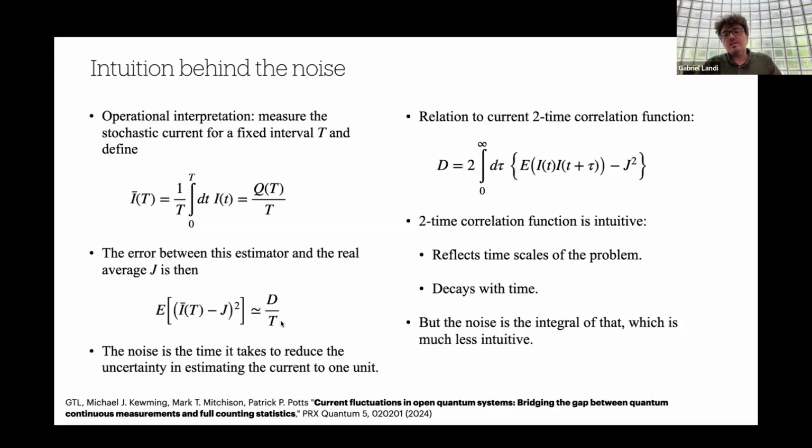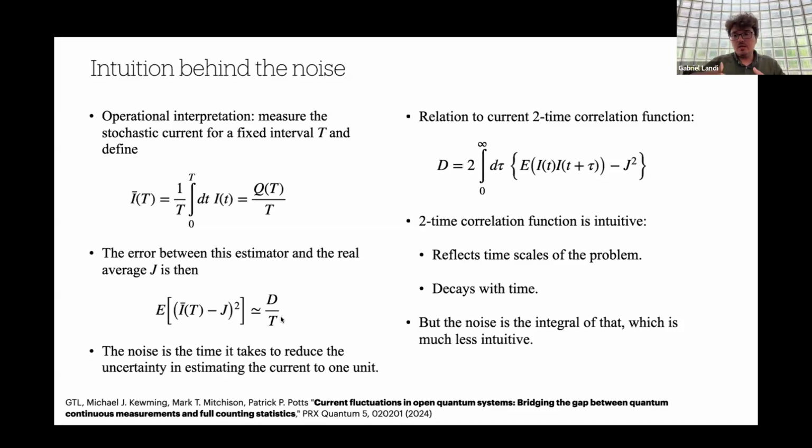Essentially, the noise is the thing that is related to your ability to learn the average current. When you try to learn the average current from measurements, your knowledge is going to improve because this goes down as 1/t. So the more you integrate, the more knowledge you get. D is the coefficient in front. I think that's pretty cool.